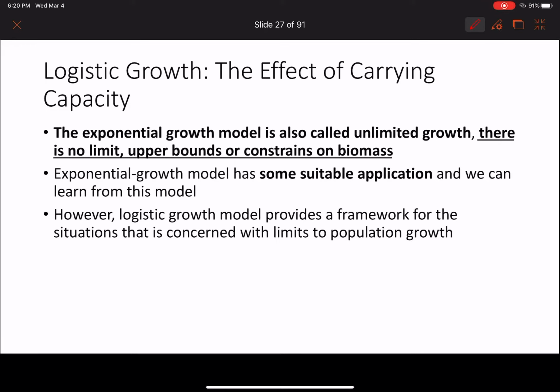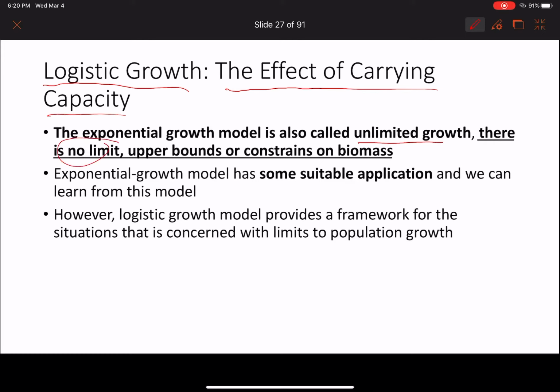Now, as I told you, the first model was the exponential growth rate. Now we come to logistic growth rate. I will finish this and stop at this point once I'm done from logistic growth rate, and then I will carry the last model, the Monod model. This is now we have to account for the effect of carrying capacity. Of course, the exponential growth model is also called unlimited growth.